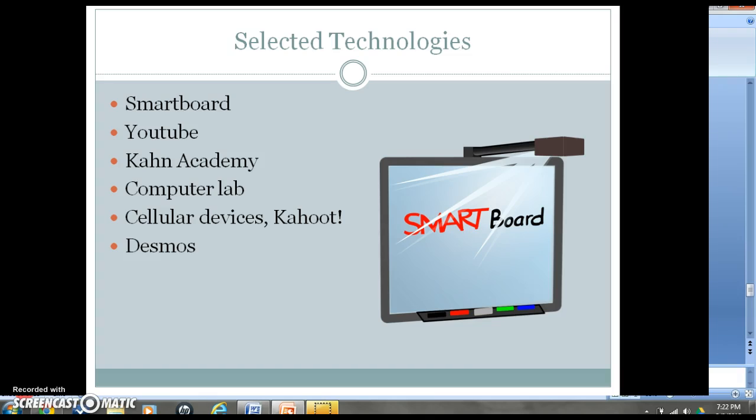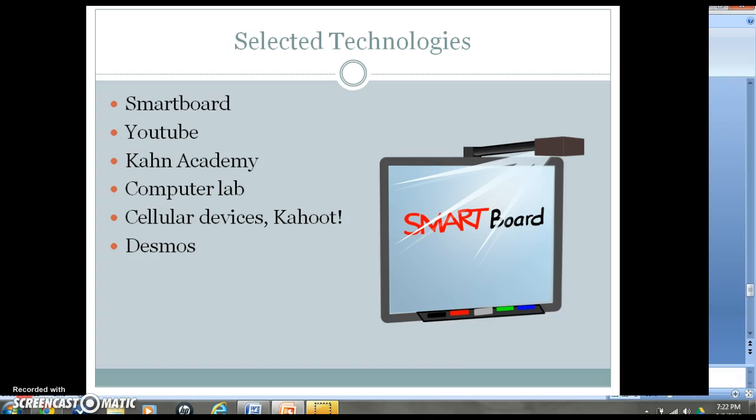There are many technologies that will be used during this unit. There will be a smartboard used to project the Desmos calculator, as well as provide some slides for direct instruction. YouTube will be used to provide the students with some videos they can use to learn at their own pace. Khan Academy will also be used for the same reason, as well as a review game for the students to complete. The computer lab will also provide enough electronic devices for each student to watch videos at their own pace.